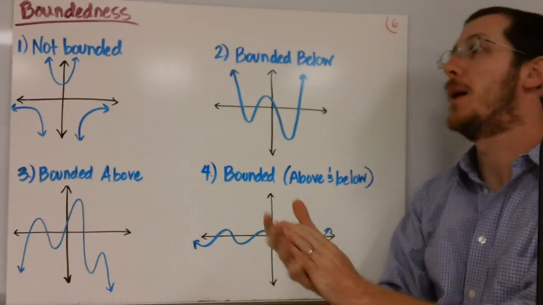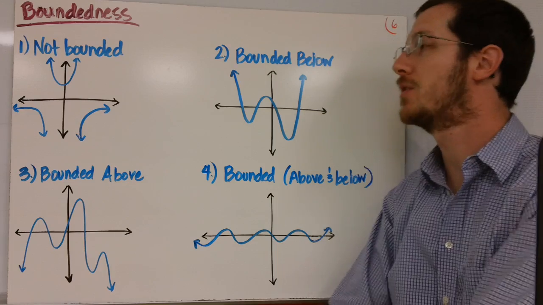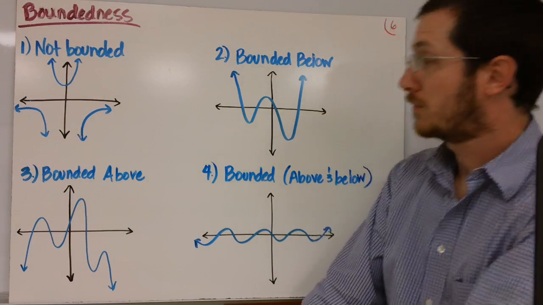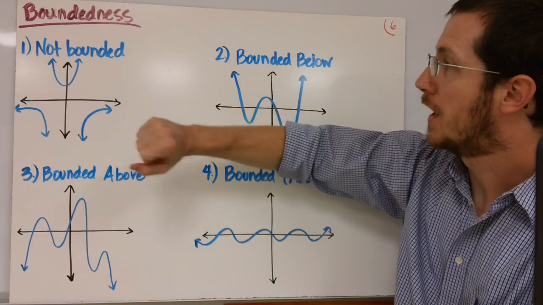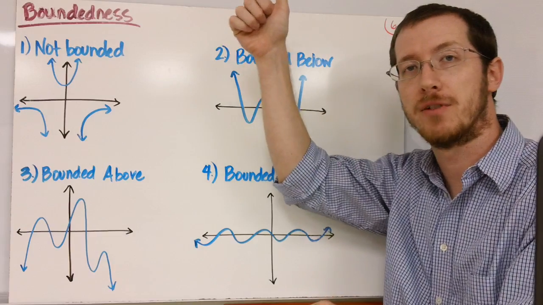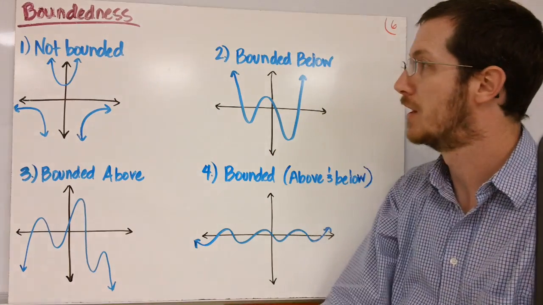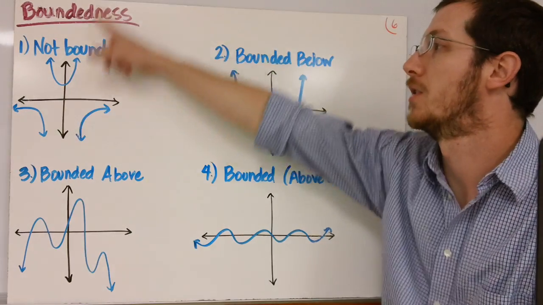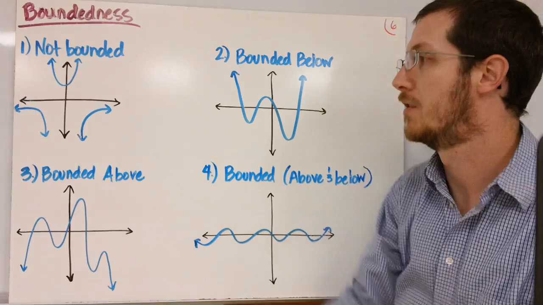Okay, one more. Boundedness. The boundedness of a function correlates to its range. If we think about a function that has no bound on its range, either in the positive infinity direction or the negative infinity direction, then this is a good example of one. It goes forever and ever in positive infinity, forever and ever in negative infinity.